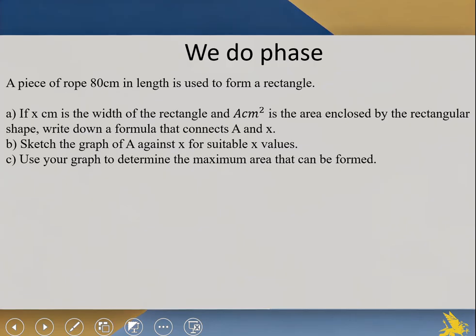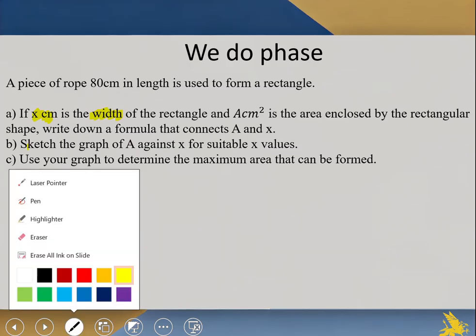A piece of rope 80 centimeters in length is used to form a rectangle. Now, if X centimeters is the width of the rectangle, so I'm going to highlight that, X centimeters is the width. A centimeters squared is the area enclosed by the rectangle shape. Write down a formula that connects A and X.